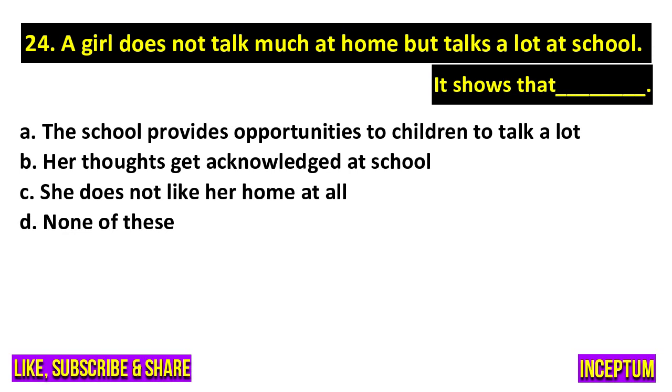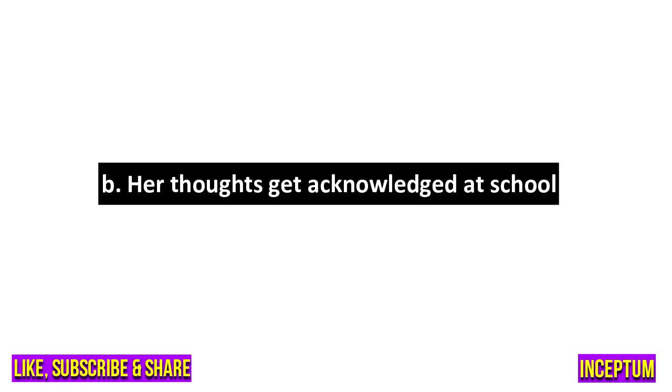Question number 24. A girl does not talk much at home but talks a lot at school. It shows that the school provides opportunities to children to talk a lot. Her thoughts get acknowledged at school. She doesn't like her home at all. None of the above. And the right one is option B. Her thoughts get acknowledged at school.